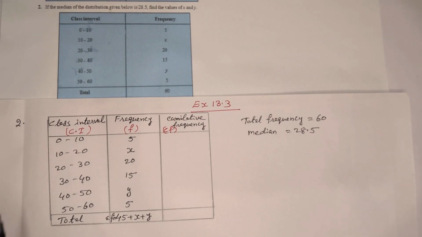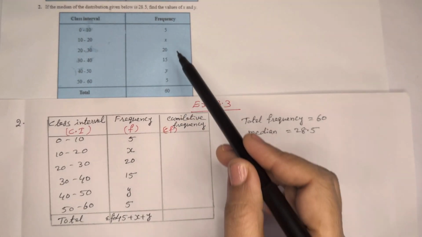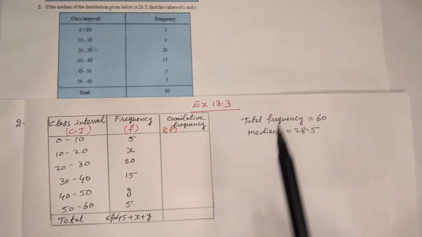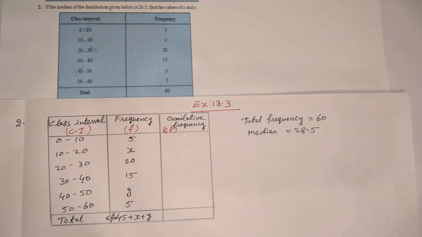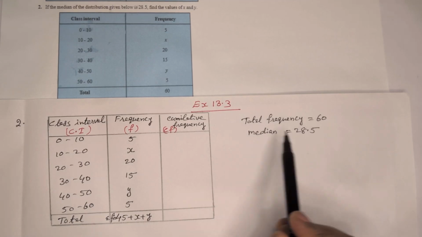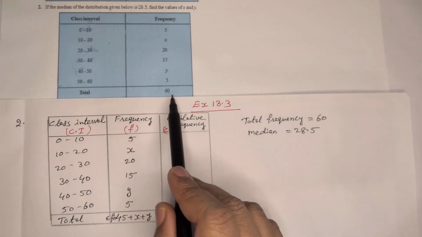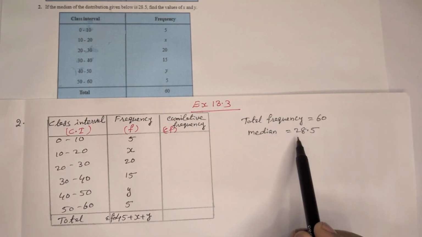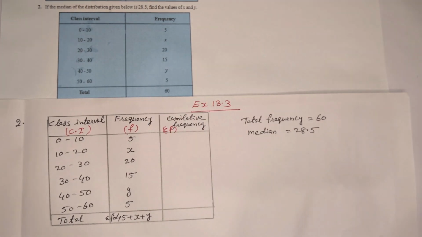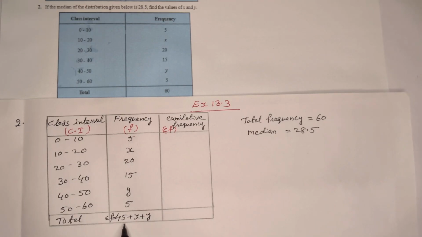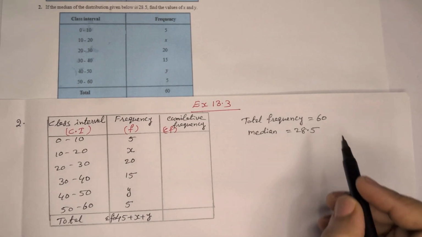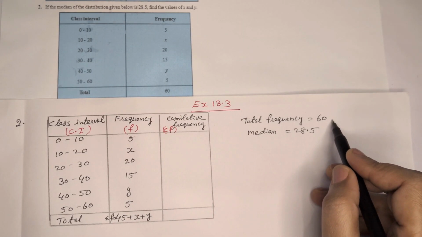Second question, if the median of the distribution given below is 28.5, find the values of x and y. Here we can see two frequencies are missing that we have to find. And here, what is given? Total frequency is given as 60 and median is given as 28.5. So from that we can add the frequencies first. When we are adding, we are getting 45 plus x plus y. At the same time, that is given as 60.